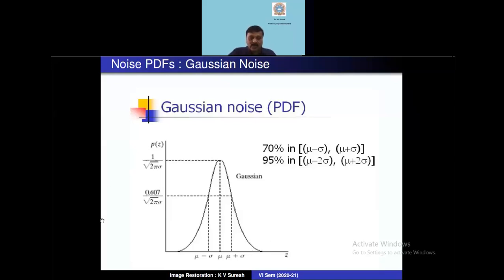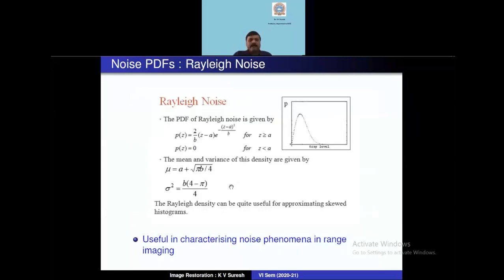Okay, so Gaussian distribution is one of the assumptions that we make for noise. The second type of noise assumption we make is Rayleigh noise. This is the expression for the PDF of Rayleigh noise. Again, here it has two parameters A and B. Okay, and this is the shape of Rayleigh noise. As you can see, it is slightly skewed to the right.